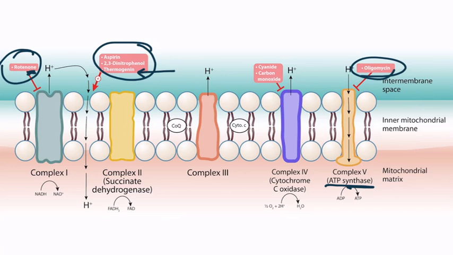Two of the more important and clinically relevant poisons are cyanide and carbon monoxide, which you can see right here. These both inhibit complex 4. Complex 4 of the electron transport chain is also called cytochrome C oxidase. Let's talk more about cytochromes, and then we'll return to complex 4.